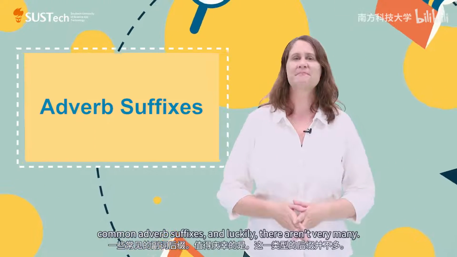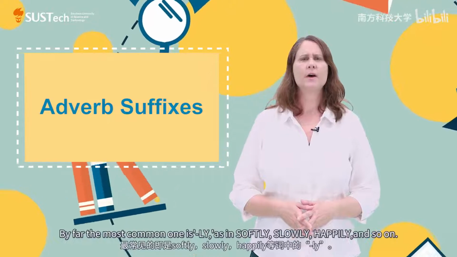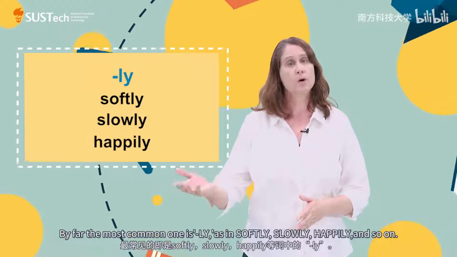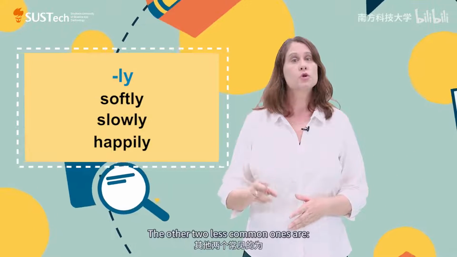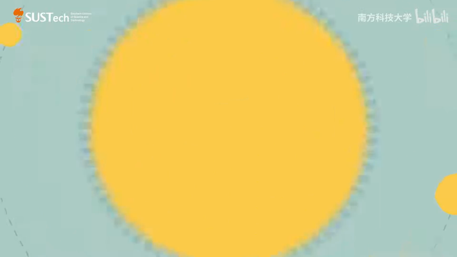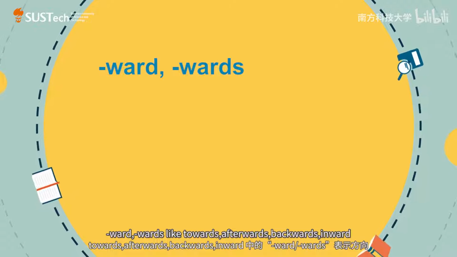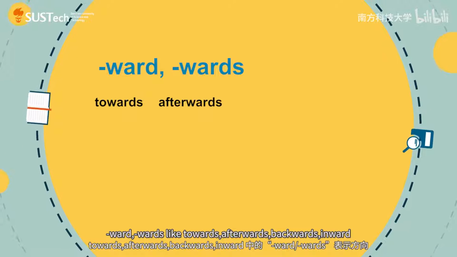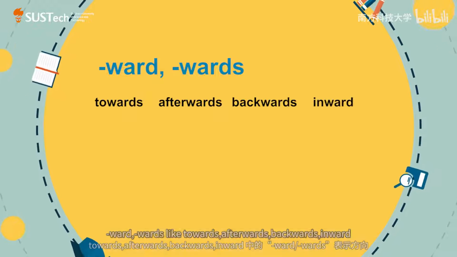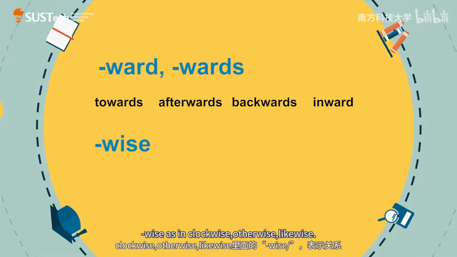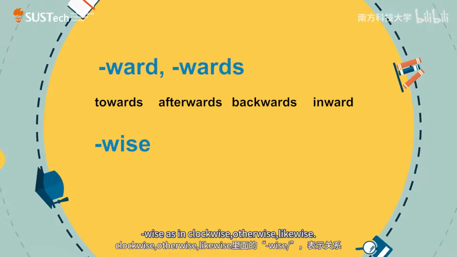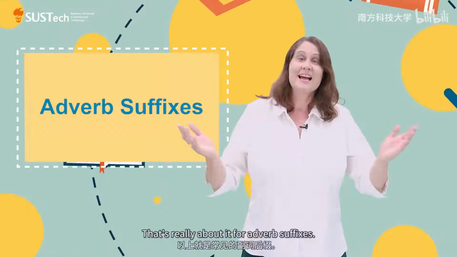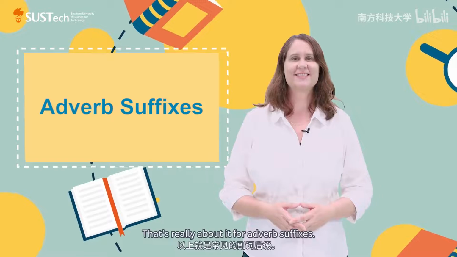Lastly, to discuss in today's segment, we need to look at common adverb suffixes, and luckily, there aren't very many. By far the most common one is ly, as in softly, slowly, happily, and so on. There are two other less common ones, and they are ward and wards, words like towards, afterwards, backwards, inward. And wise, as in clockwise, otherwise, likewise. That's really about it for adverb suffixes.